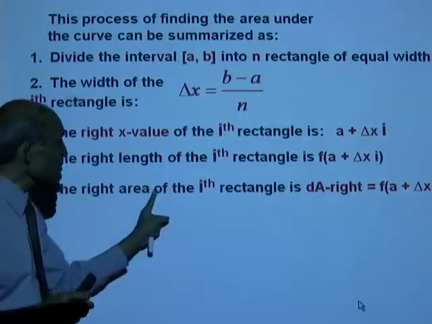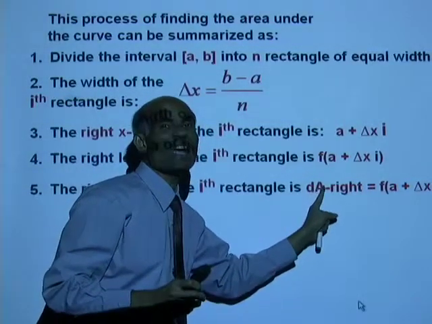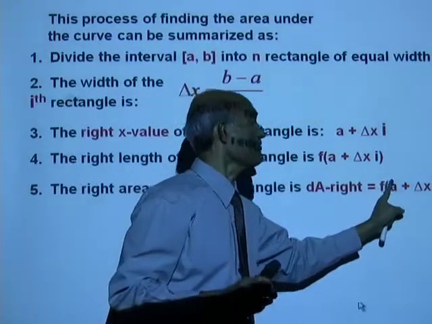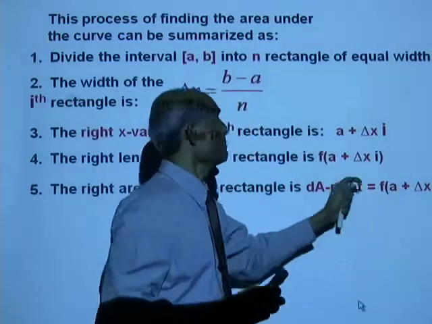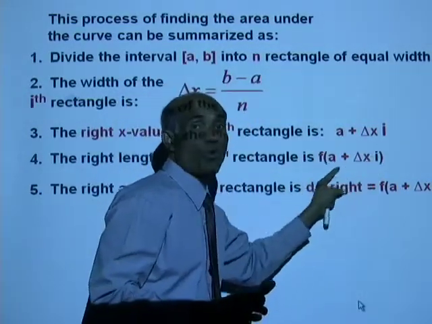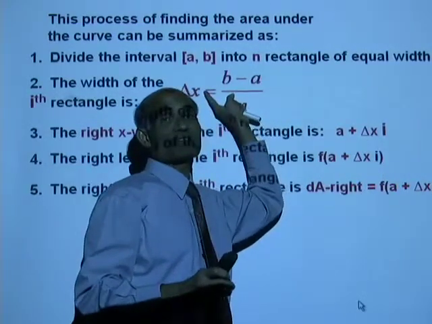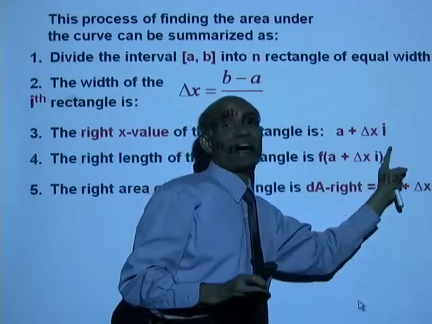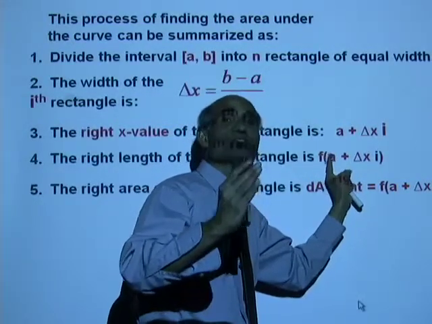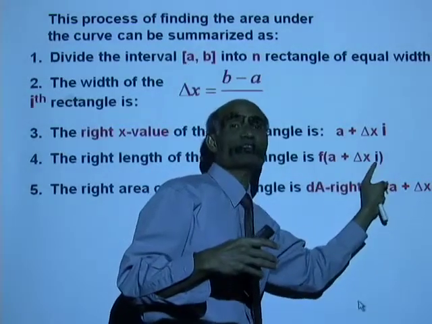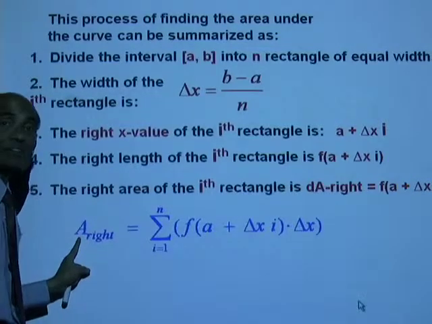So the right area of the ith rectangle, which I call dA right, is f of a plus i delta x. I think it has gone out of the screen, but it is this quantity multiplied by delta x. That is obtained from here. So the right height of the ith rectangle, that is this, multiplied by delta x.